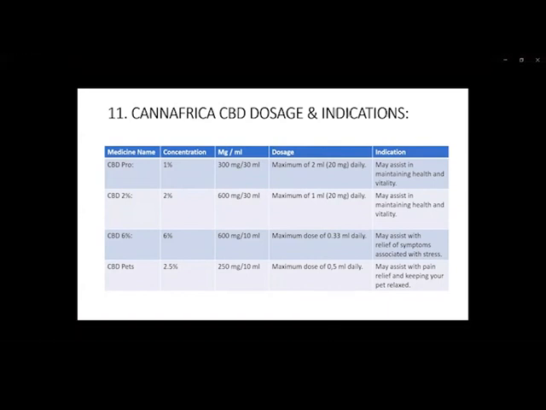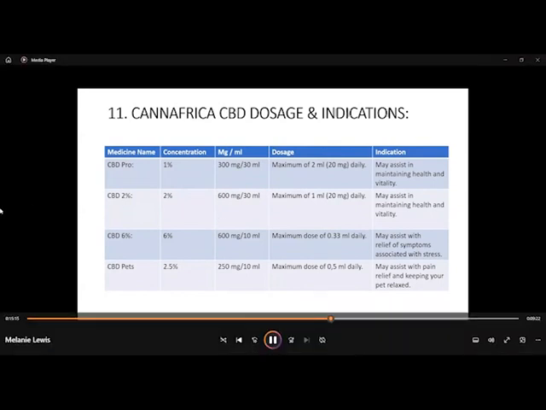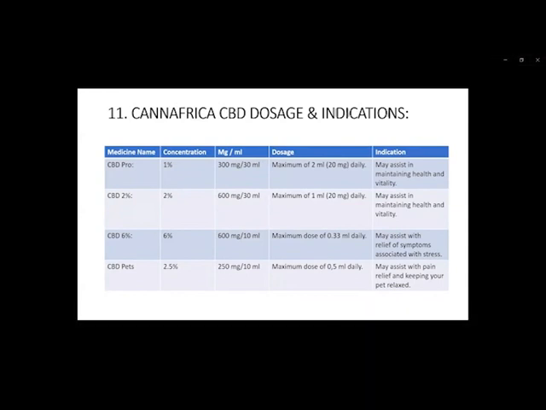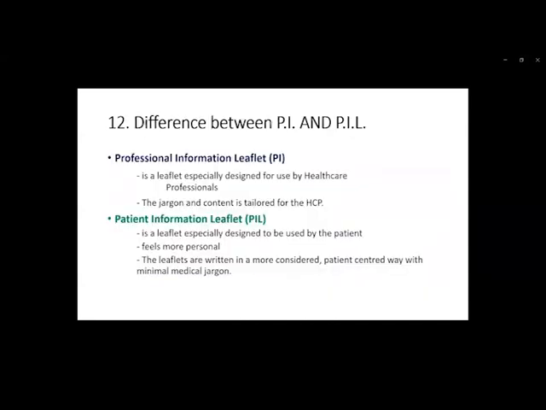And again, you can see those claims say "may assist." We're not making any direct claims. CBD Pets is 250 milligrams per 10 ml, and there's a maximum dose of 0.5 ml daily. It may assist with pain relief and help keep your pet relaxed. It's a good product to use when there's fireworks and stuff like that going on. Let's move on to our next slide.